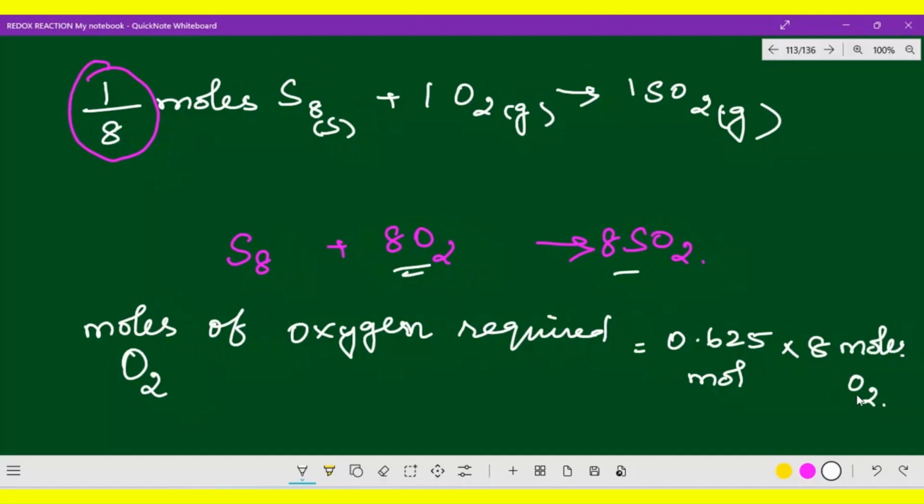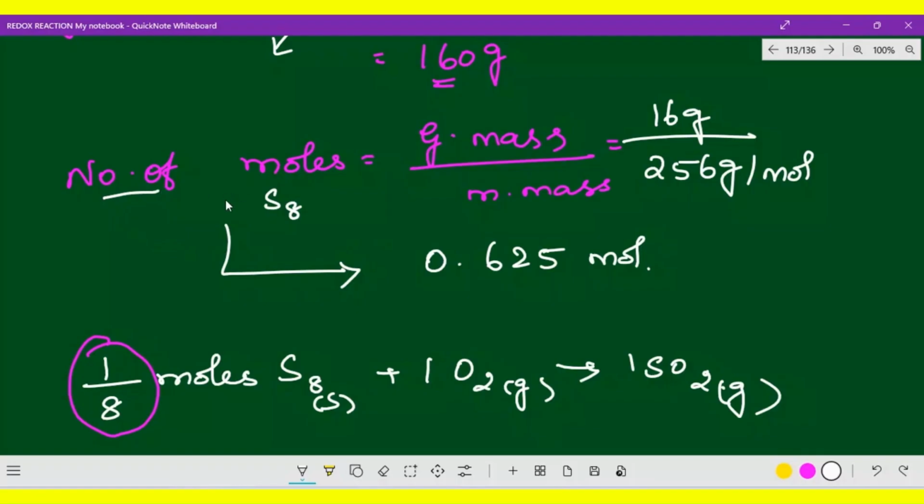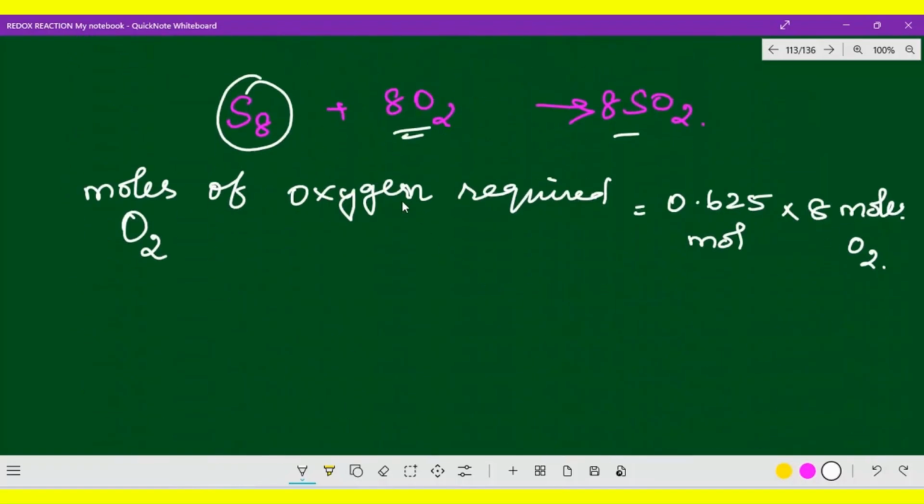So here 8 moles of oxygen, how do we get it? Here moles of S8 is 0.625 mole, and 8 moles of oxygen are required per mole of S8. So these are the moles of oxygen required to complete this reaction. When you calculate this, you will get 5 moles of oxygen.